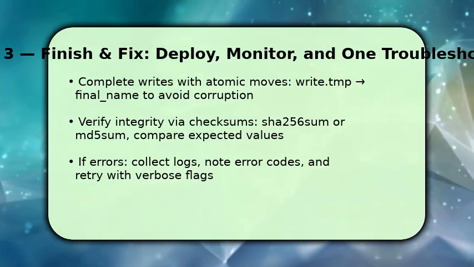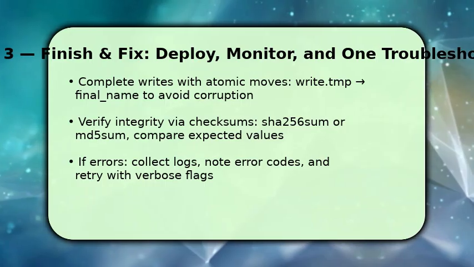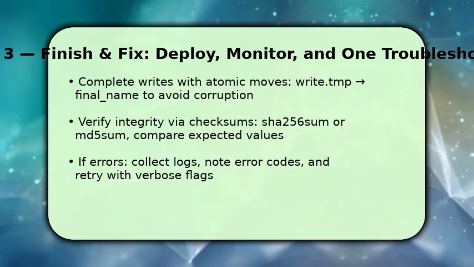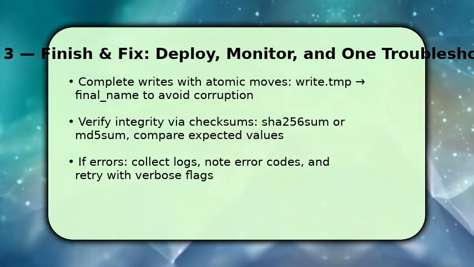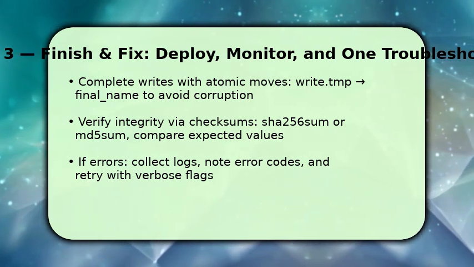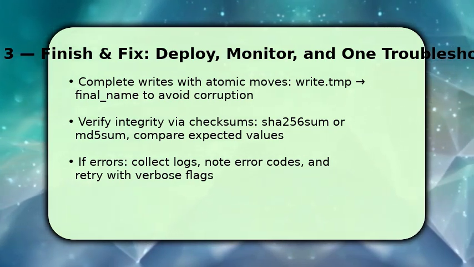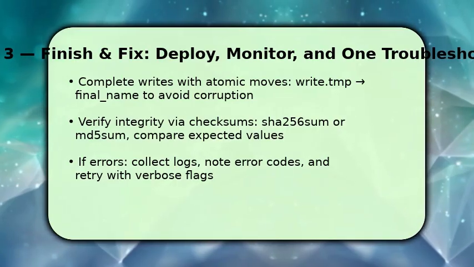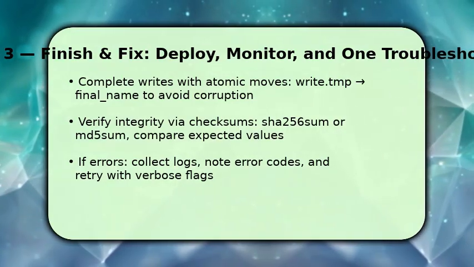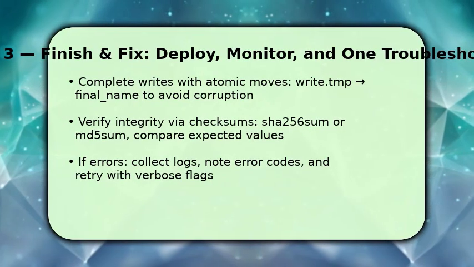If you encounter failures, capture SSH and application logs, note specific error codes, and retry commands with verbose flags to reveal details. One key troubleshooting tip. If a transfer stalls, restart the client with a clean session and use rsync --partial to resume without resending everything.